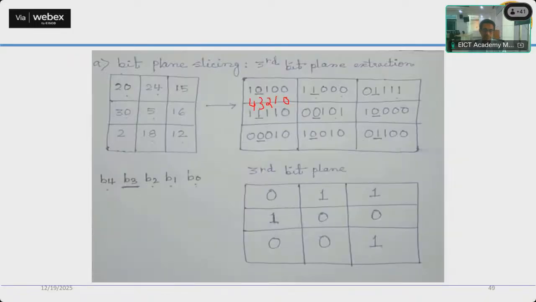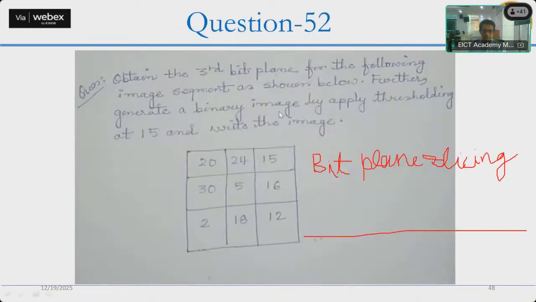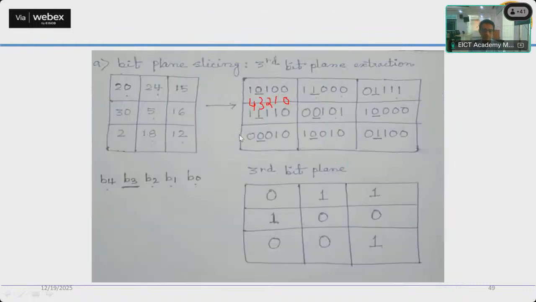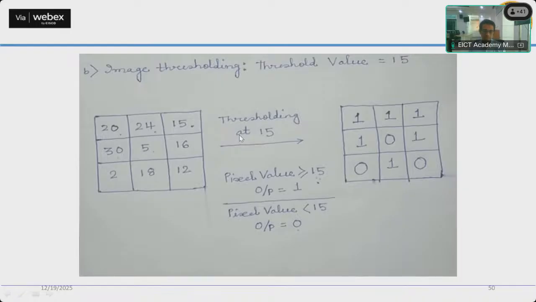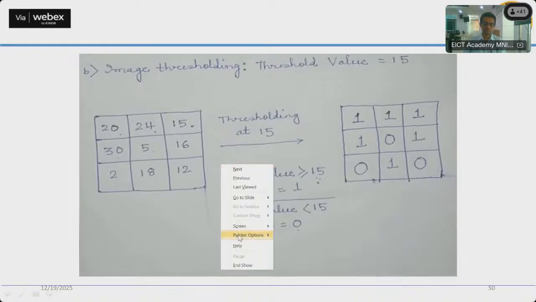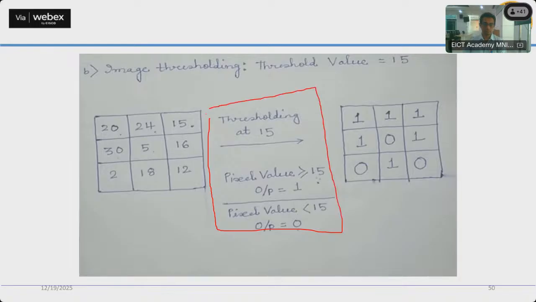But it has given one more condition: you have to generate a binary image by applying thresholding at 15. What do you mean by thresholding at 15? You take the threshold value, so that values above it are 1 and other values are 0. This way you can also generate it directly. This relation is given, even including 15 equal to 1.